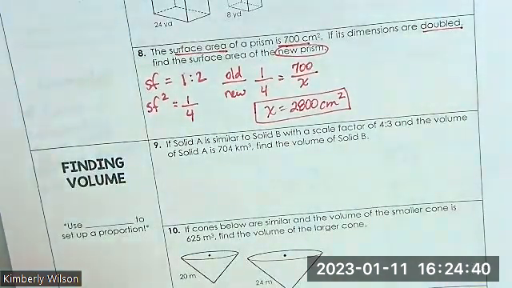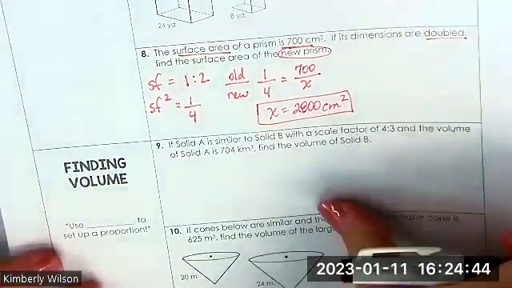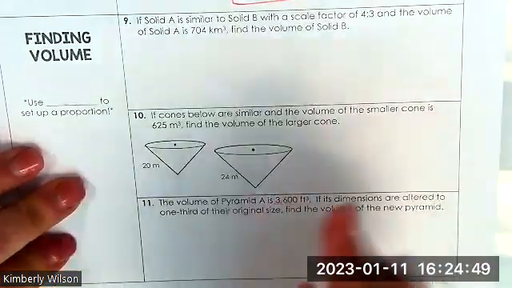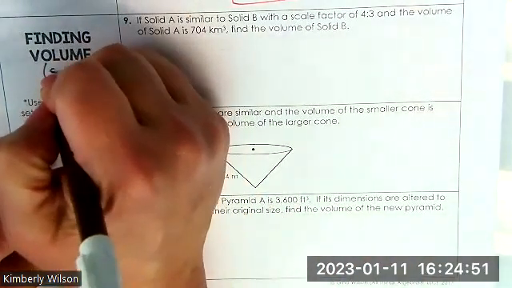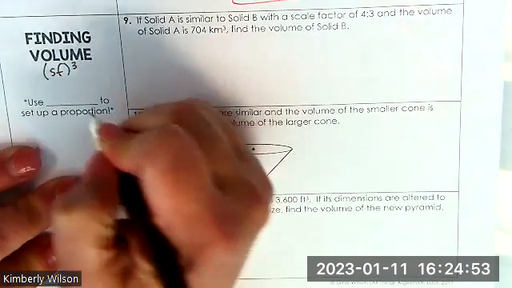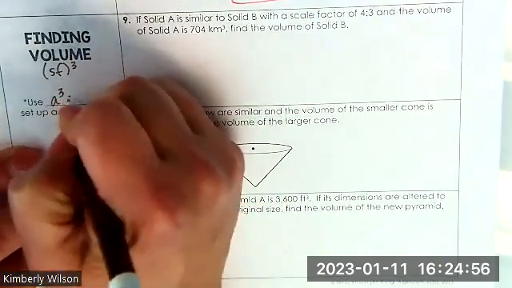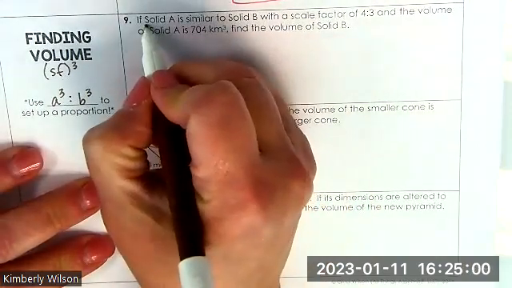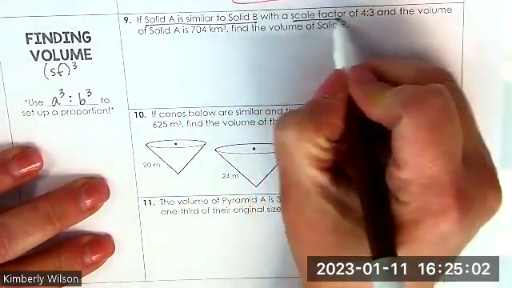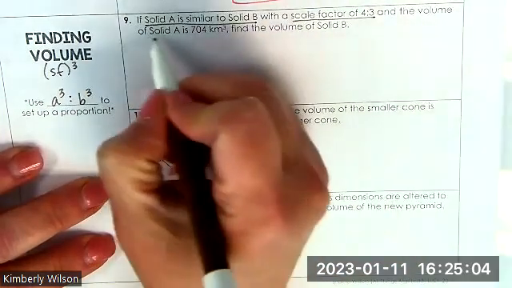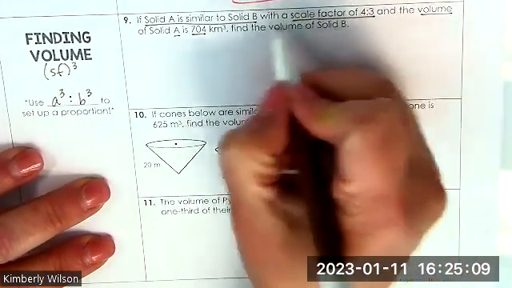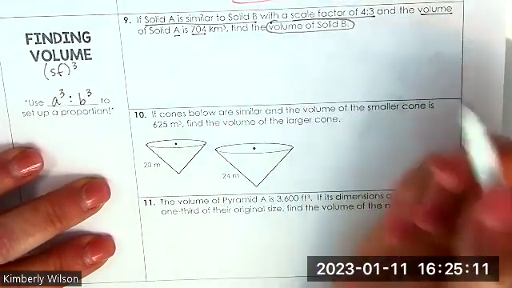Next example. Number 9. This will be our last one. This is where we're finding the volume. So remember, for volume, it is scale factor cubed. So this is a cubed to b cubed. If solid A is similar to solid B, and the scale factor is 4 to 3, the volume of solid A is 704. We want to find the volume of solid B.